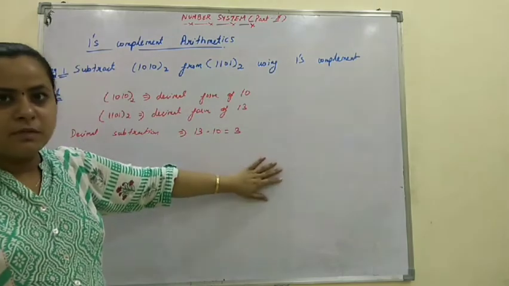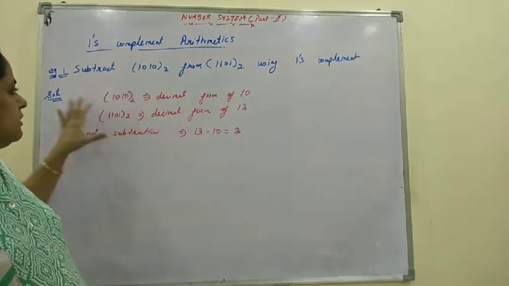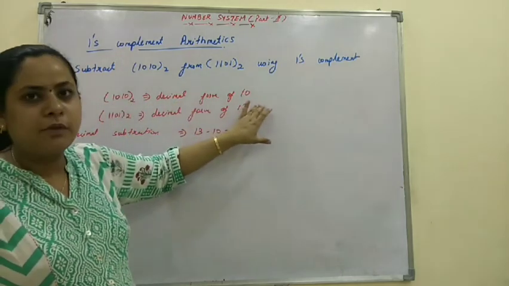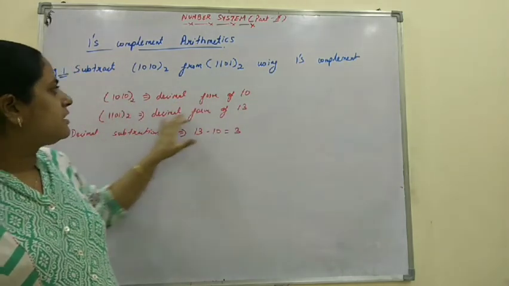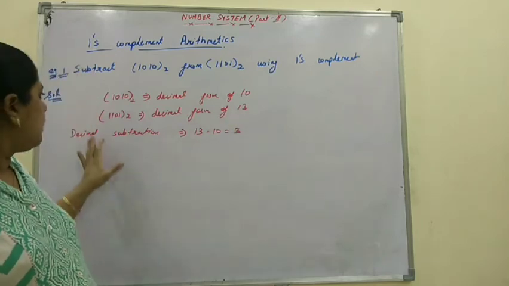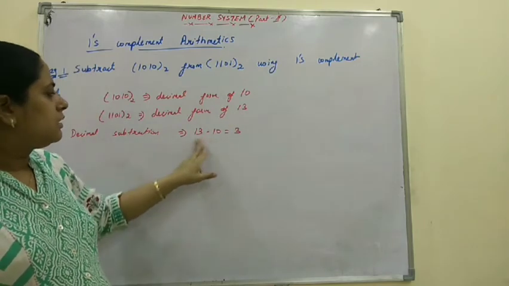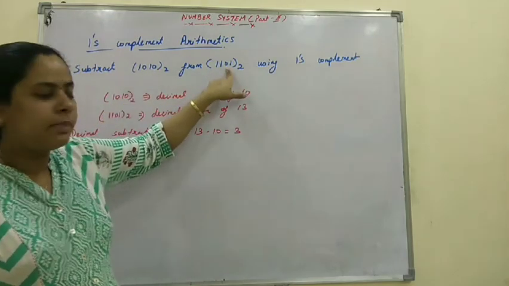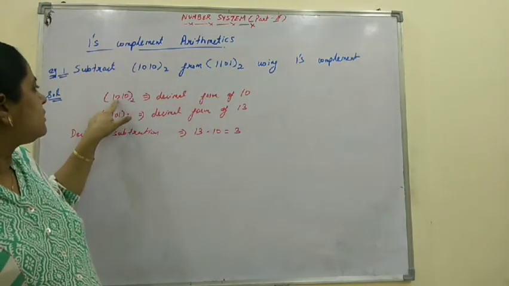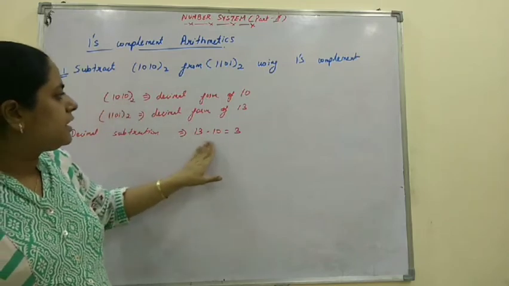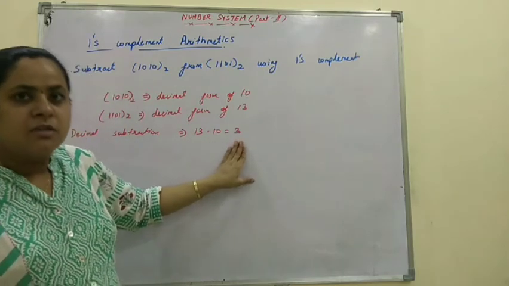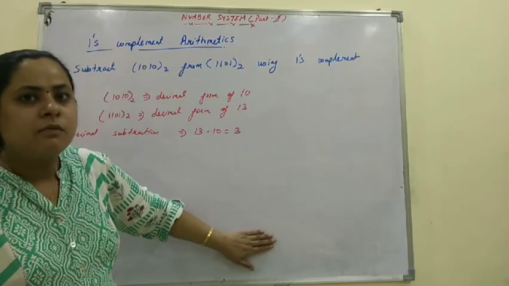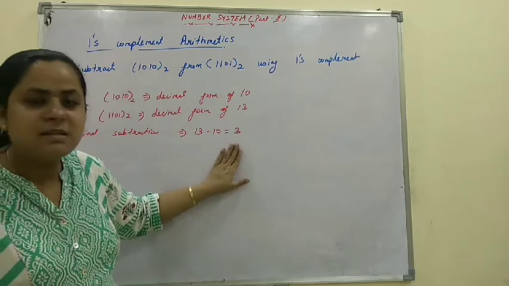So before performing ones complement, in rough work I'll note that 1010 is the binary form of 10 and 1101 is the binary form of 13. After doing the subtraction, 13 minus 10, why? Because it's saying subtract this from this. So 1101 minus 1010, 13 minus 10, the answer is 3. So whatever value I get at the end of this question should be equivalent to plus 3.